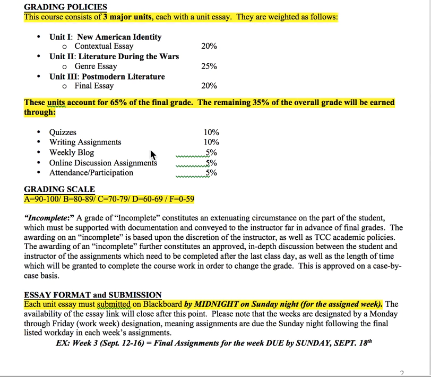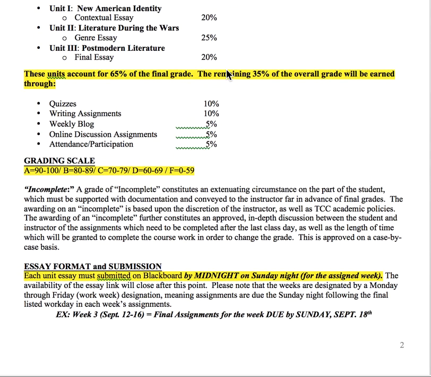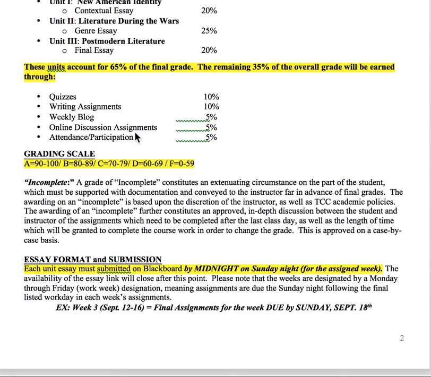So the first one is our New American Identity. That's going to take us from 1865 up to about 1914. And then we'll have a unit essay there that's worth 20%. The literature during the Great War, so the World War I and World War II, is going to be our second unit, and that's going to be 25% of your course grade. And then our third one is postmodern lit, so that will be from 1945 up through current literature, so that will be 20% of your grade. And then all that together is going to be 65% of your grade.